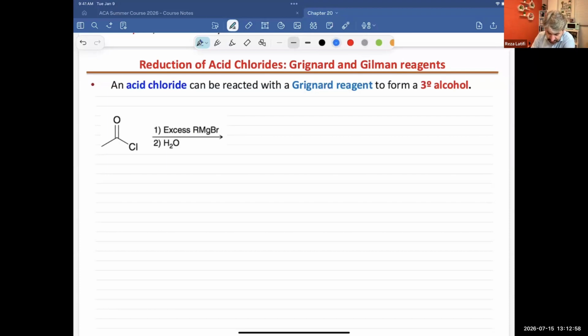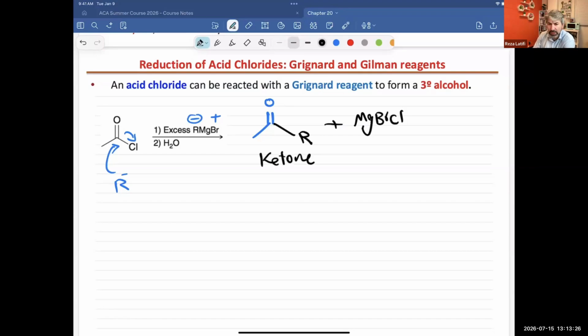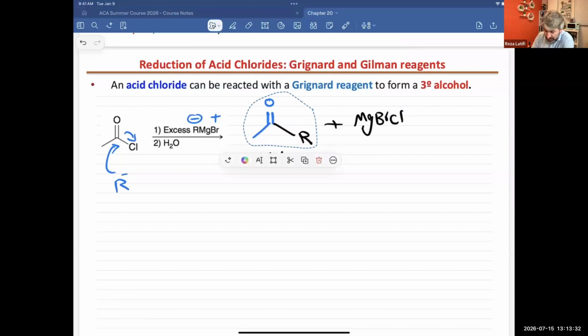So in the first step of this chemical reaction, we have R with a negative charge and MgBr with a positive charge. R with a negative charge will attack the carbonyl, and the Cl will leave the system. So in the first step, we get this. Now we have an R there, plus we got MgBrCl. Now this is going to be a ketone, but the ketone can be reduced by another mole of Grignard reagent and turned into, let's say, a tertiary alcohol.